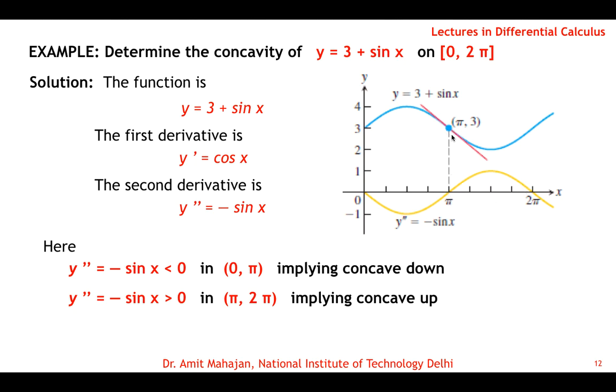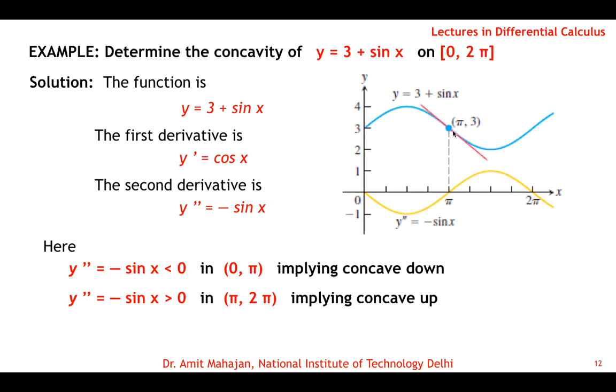Now there is an interesting point shown here. At x equal to pi, the corresponding value is shown, and here we have a tangent, and this curve crosses this tangent. We'll talk about this point. Such points are called points of inflection, because the concavity on one side is concave down and on the other side it is concave up. So the tangent exists here.